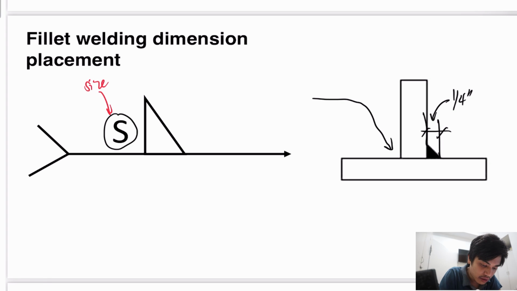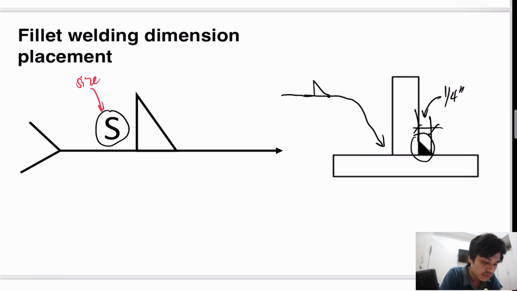Now this weld is on the other side, so you have to place the welding symbol on the other side as well, above the reference line, just like this one. Now the size of the welding joint must be placed on the left, as you can see here. So the 1/4 inch size of the weld is placed like this one.